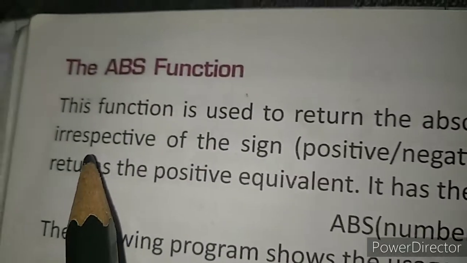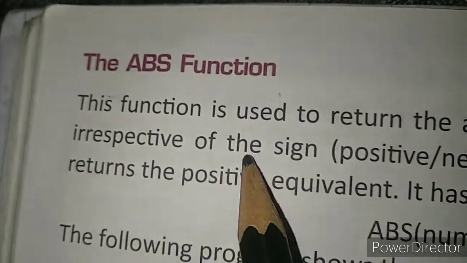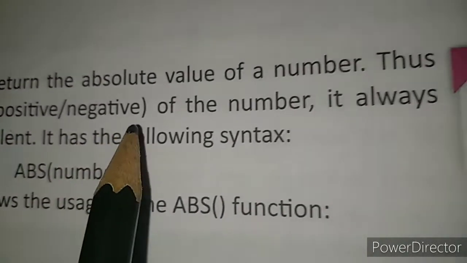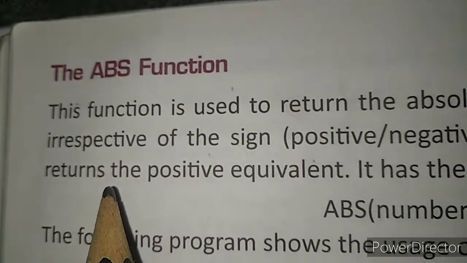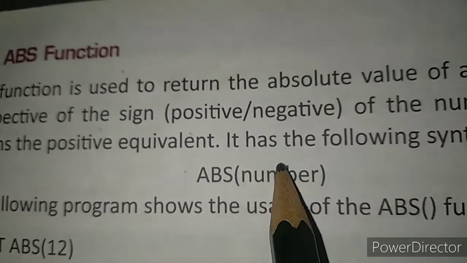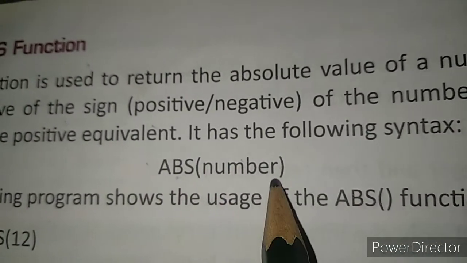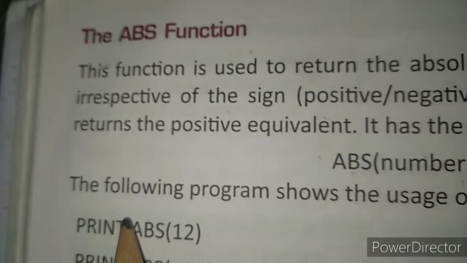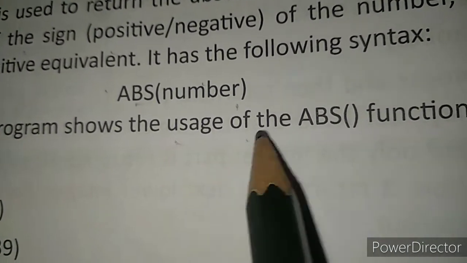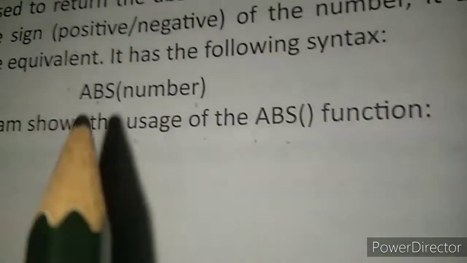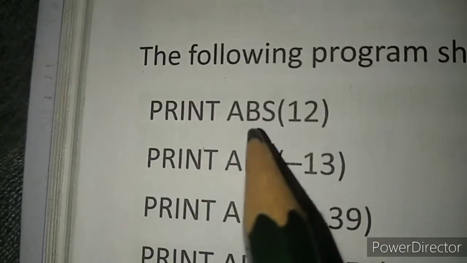Thus, irrespective of the sign, positive or negative, of the number, it always returns the positive equivalent. It has the following syntax: ABS and the number. Look at this. The following program shows the uses of the absolute function. Let us see. Here, print ABS 12.